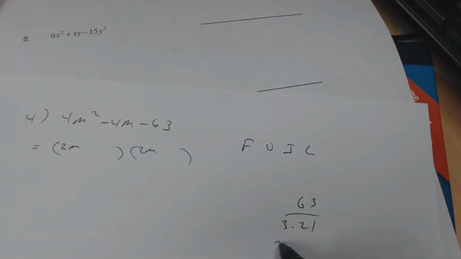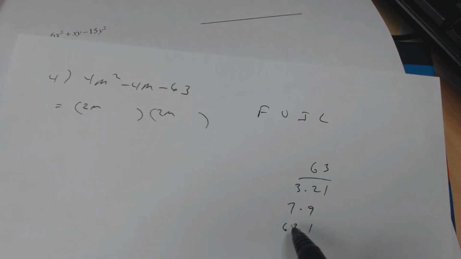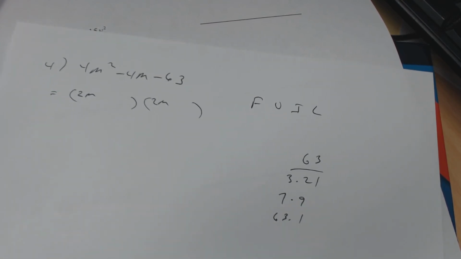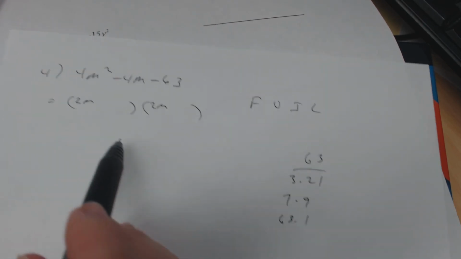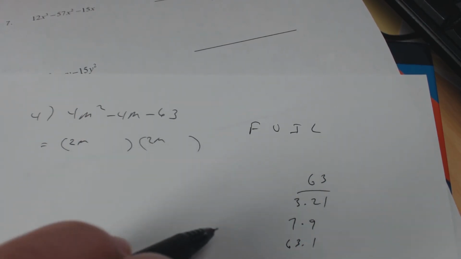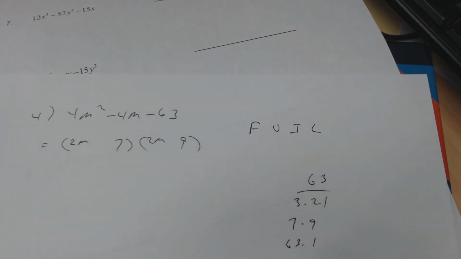There is 7 times, let's see, 63 divided by 7, 9. There is, let's see, 63 times 1, which obviously we probably won't use because that's a big number, 63. Let's try, for right now, just the 7 and 9 and see what happens. Since these are both the same first terms, it really does not matter where you put the 7 and 9 because these are the same. So let's put the 7 here, the 9 here, and see what happens.